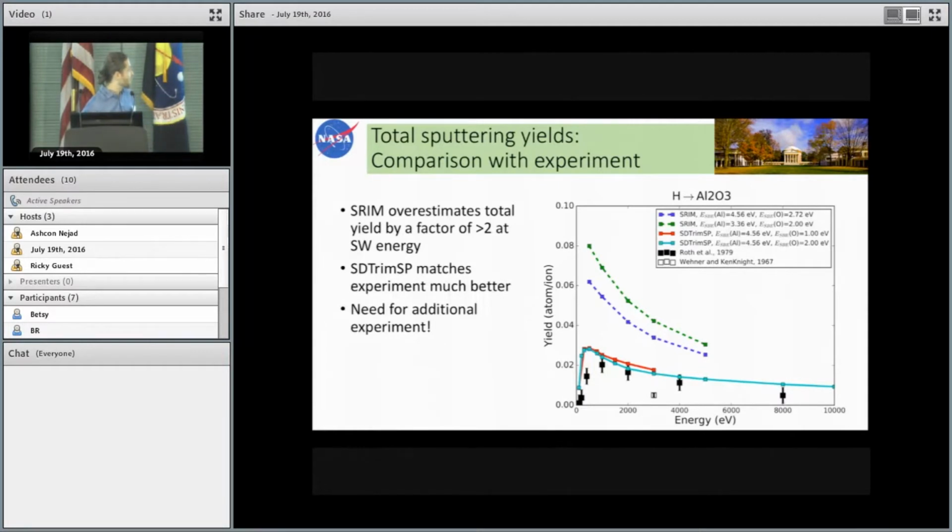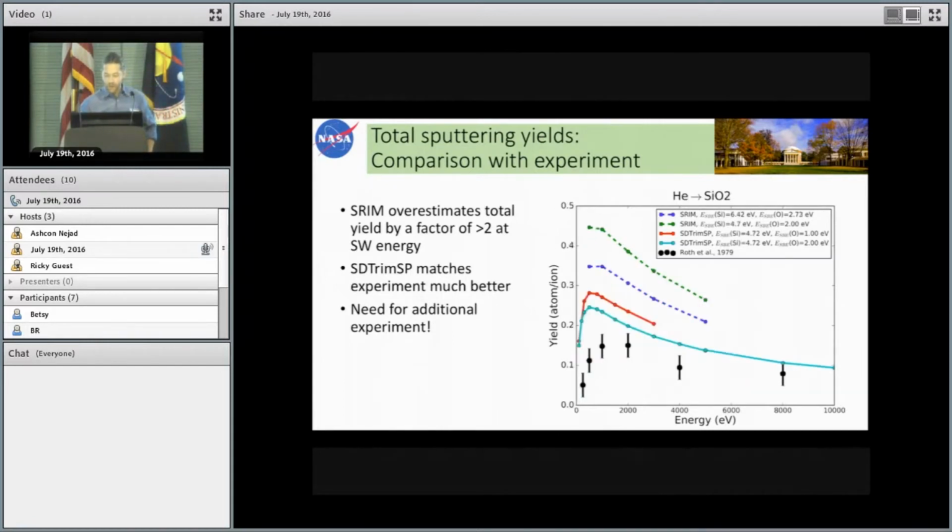So really, to do a better constraint of these computational models, we need more experiments measuring the total yields of these, at least for simple oxides. And so we've got the hydrogen on SiO2 and Al2O3. We also looked at helium.